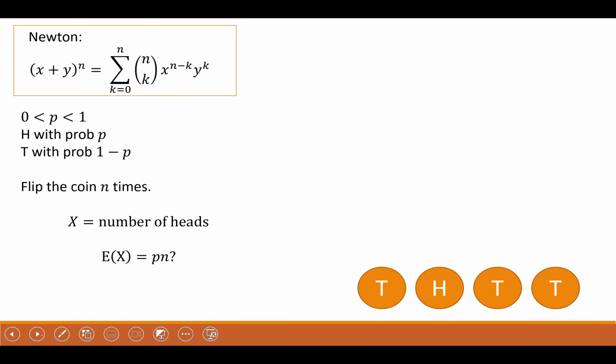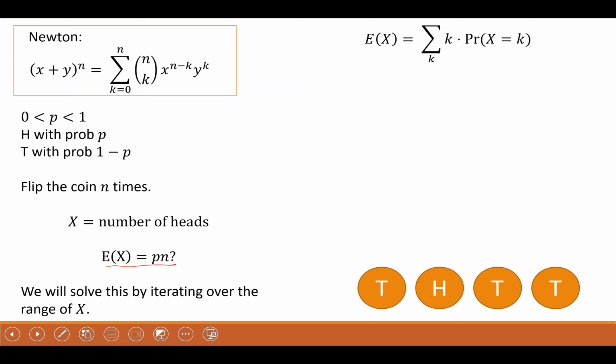Okay. So this is the question we're posing. Is our intuition correct? Is the expected value of X going to be the probability that I get heads times the number of coins? So we're going to use our good old-fashioned tools. We're going to iterate over the range of X. Right? So we're going to use this definition of expected value and then look at all of the possibilities for K.